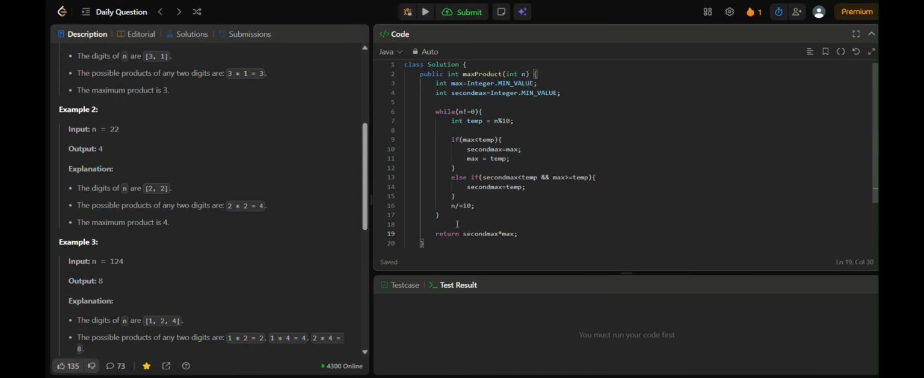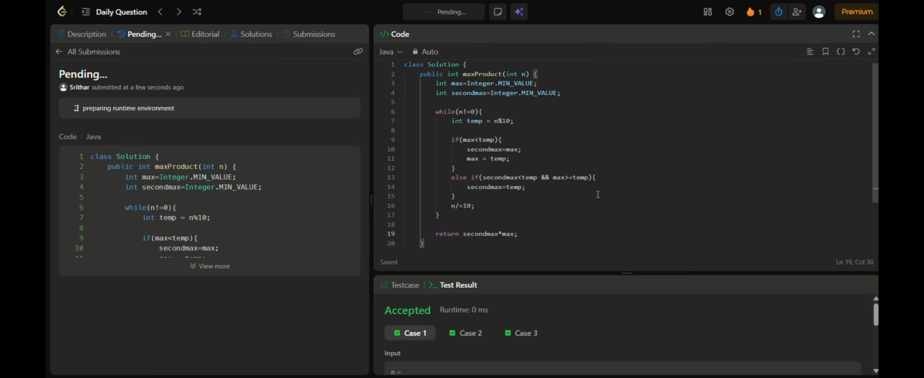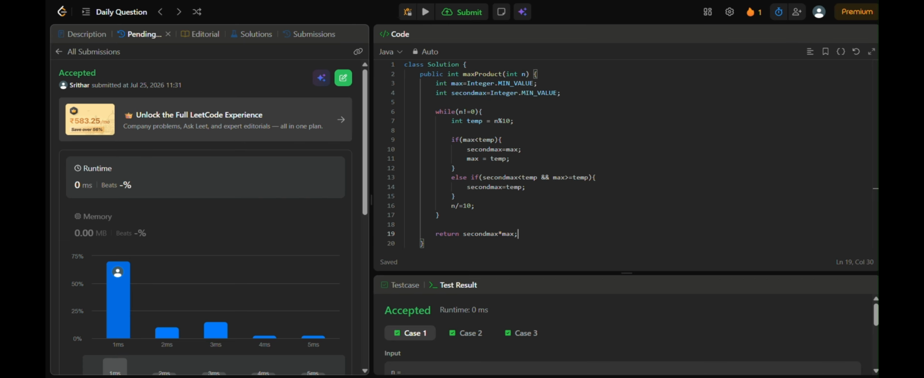Then if you return second max multiplied by max, we get the final output. This is the most efficient answer.